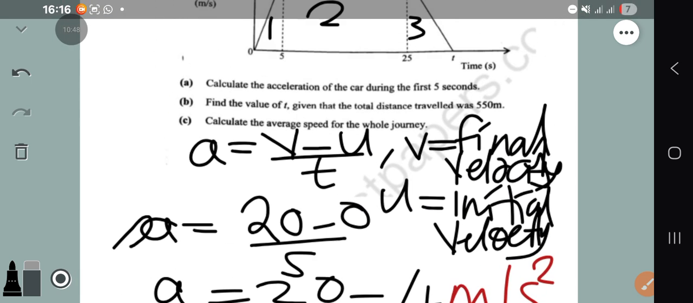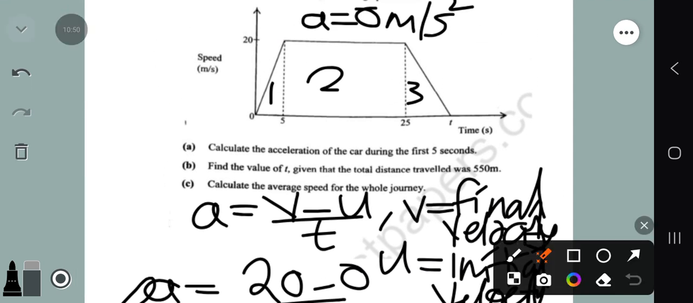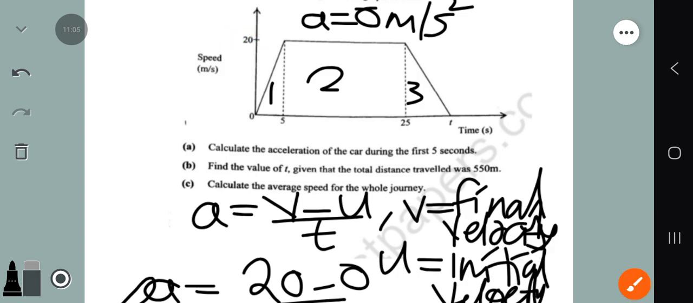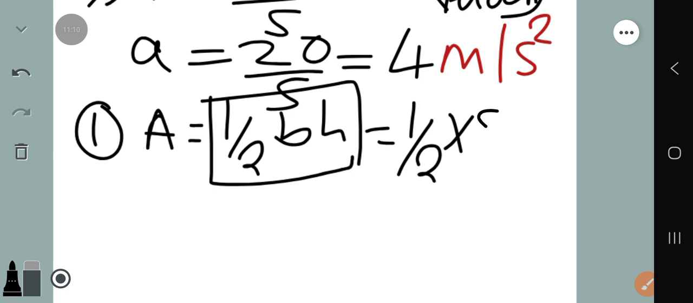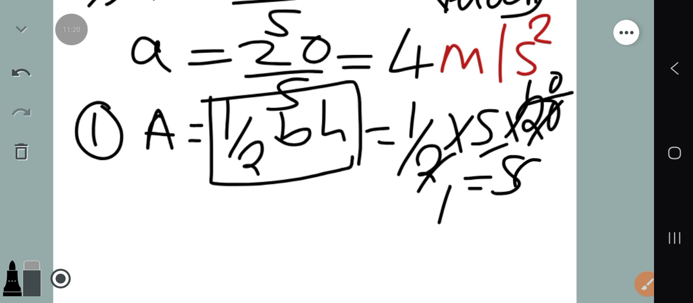So 1 over 2 times the base. What is the base here? We are looking at this triangle. So this is the base, right? The base is 5 minus 0, which is 5. The height is what? This side here, which is 20. So the base is 5 and the height is 20. So 1 over 2 times 5 times 20. 2 into 20 is 10, and 5 times 10, we are going to have 50. So 50 meters. We are going to keep this.